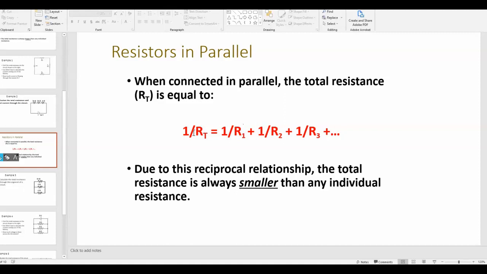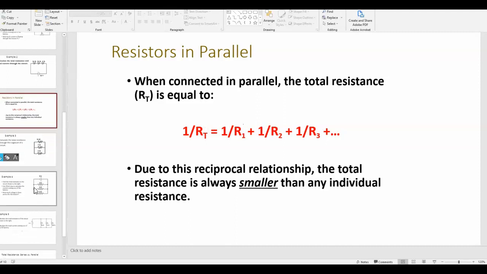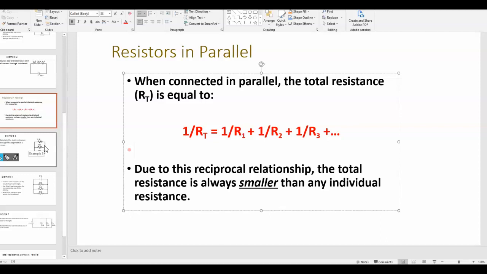Okay, so make sure you have this equation written down, and then we will do some simple calculations. Aside from the equation to find total resistance, the way you do these problems is basically the same. You find the total resistance, and then once you have that, you can use Ohm's law, V equals IR, to find the current coming out of the battery.